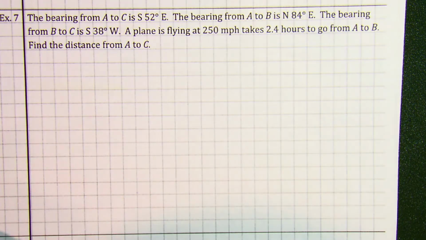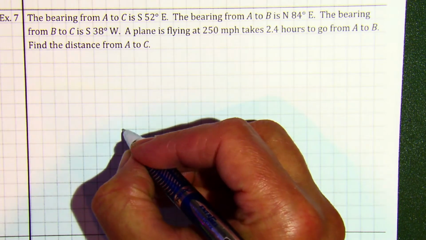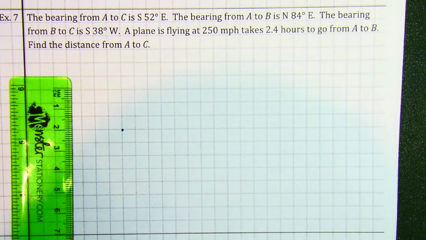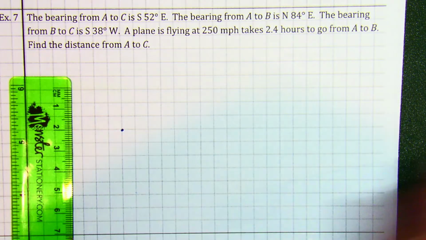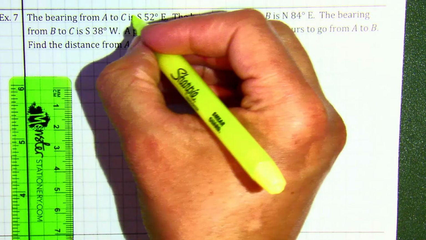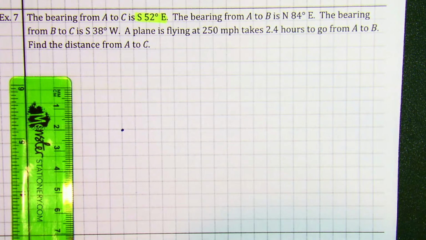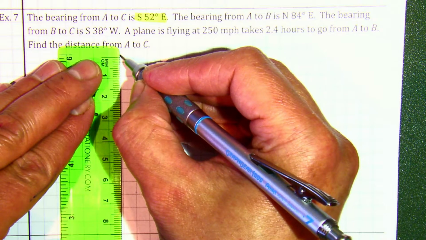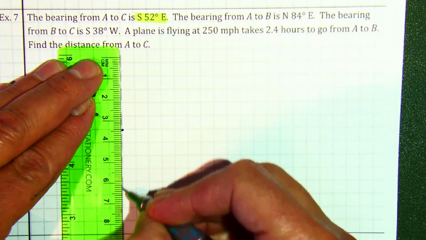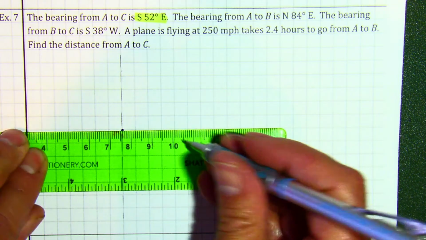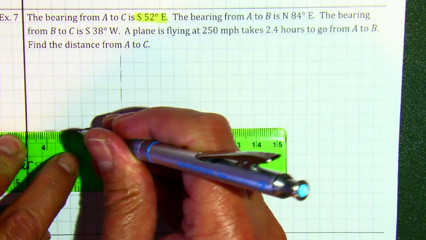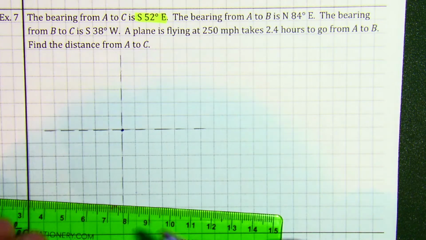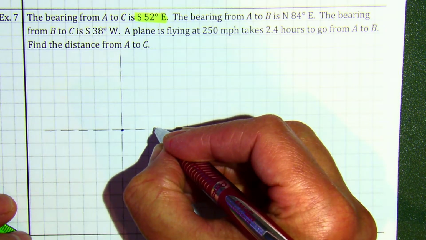So let's do the first bearing. Let's start with A. I'm going to place it somewhere in the middle, so I have space on the left, up or down. Since we're doing a bearing, and the first bearing is south 52 degrees east, I need to place an x and y axis. From the south towards the east, 52.